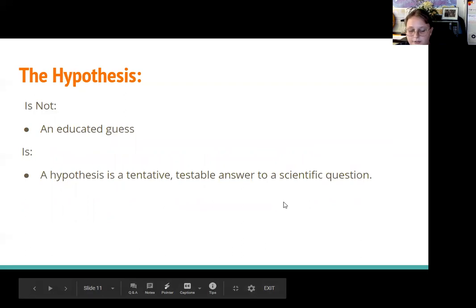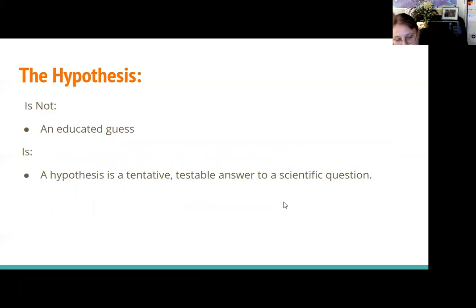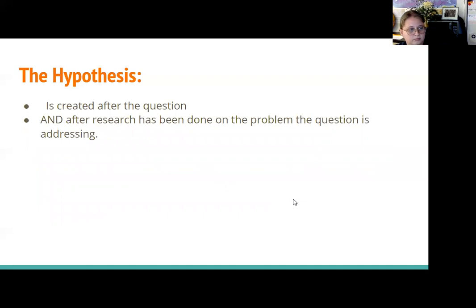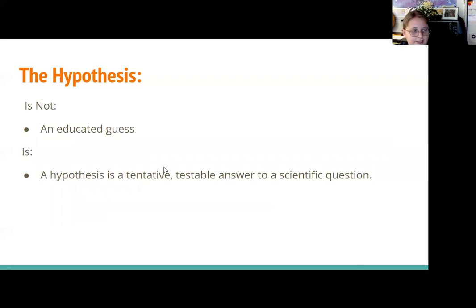Okay, so once you're done with your question and you make sure that it meets all of those requirements, we're going to work on the hypothesis. So, as we know, it's not just a guess of what's going to happen. It's a tentative, testable answer to a scientific question. So you want to make it after the question. I mentioned that before. And after research has been done on the problem the question is addressing. So you want to make sure there's something going on there that you can develop. Go back to this, a tentative, testable answer to that question that you just made.